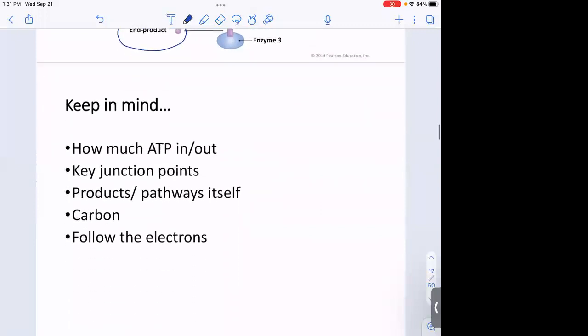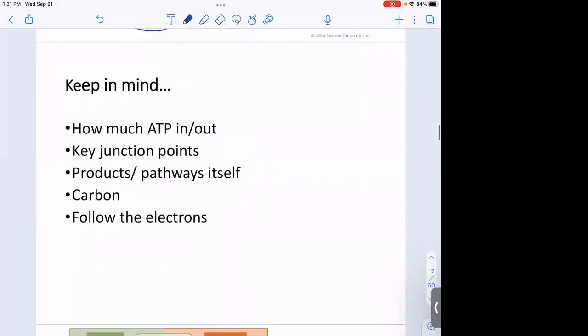All right, so questions so far. That's kind of our background primer on metabolism. Keep in mind as we start looking at some pathways, we're going to pay close attention to how much ATP we start with and how much we get out of it.